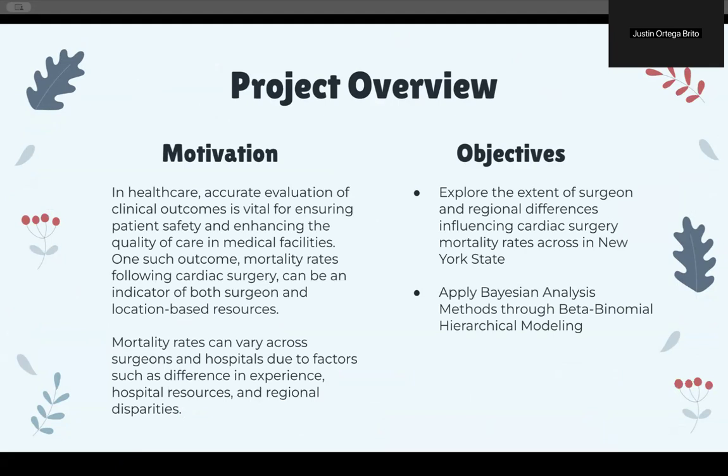Our motivation was to assess healthcare quality across New York State. Varying mortality rates following cardiac surgery can indicate regional disparities from differences in surgeon experience or location-based resources. In our project, we explore how region and surgeon influence the success of cardiac surgeries, which we measured by surgery mortality rates. We decided to explore this mortality rate through a beta binomial hierarchical model.